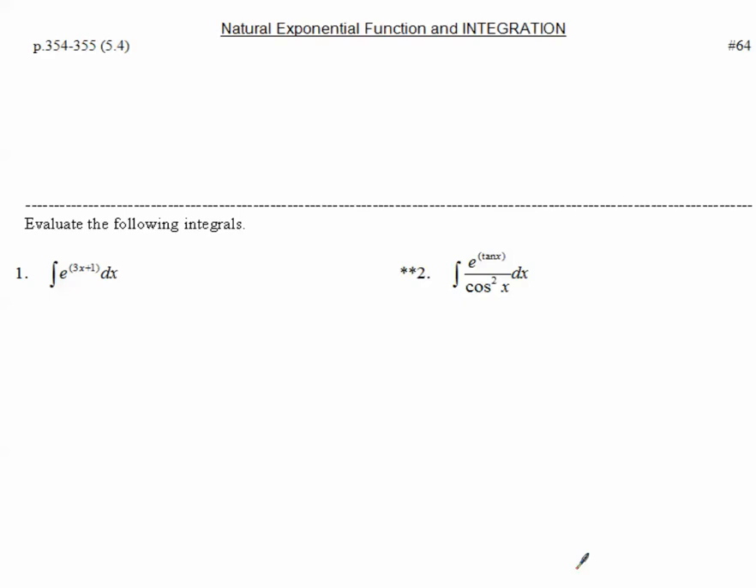So we just did the derivative of the natural exponential function. Now let's talk about going backwards. Well, remember, e is the easiest. So if the derivative of e to the x is e to the x, then the integral of e to the x with respect to x is e to the x. Of course, remember, plus c, but that's all there is to it.